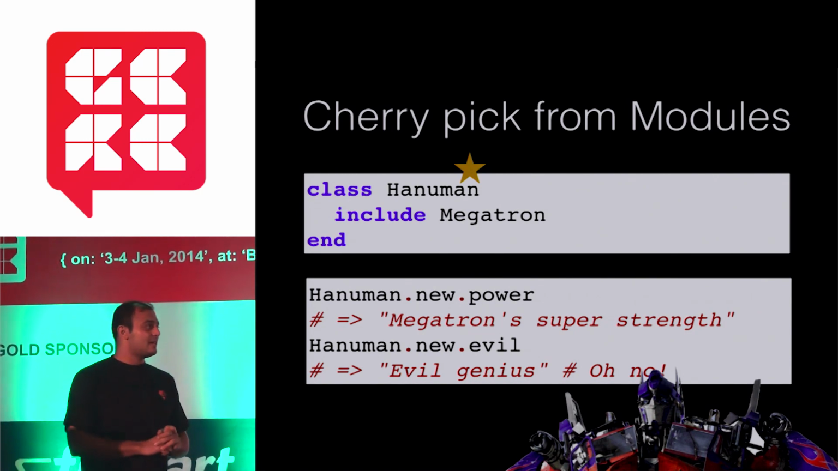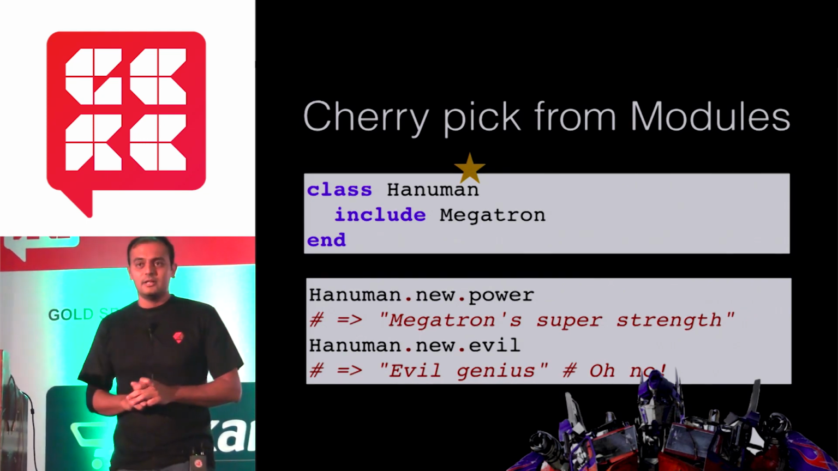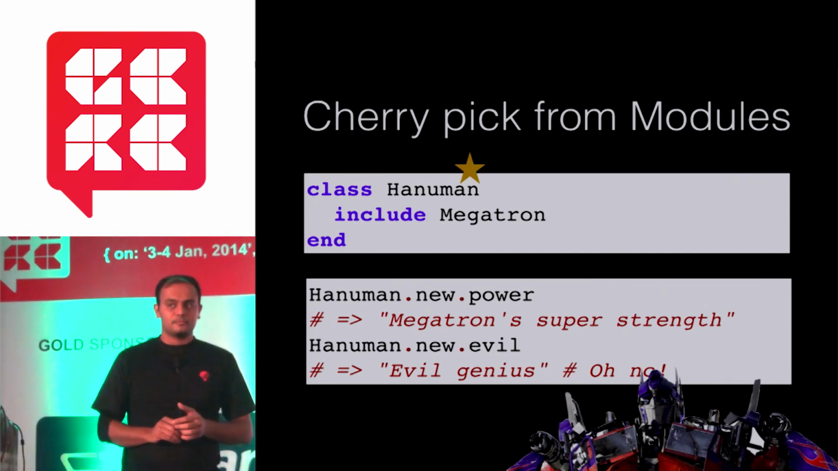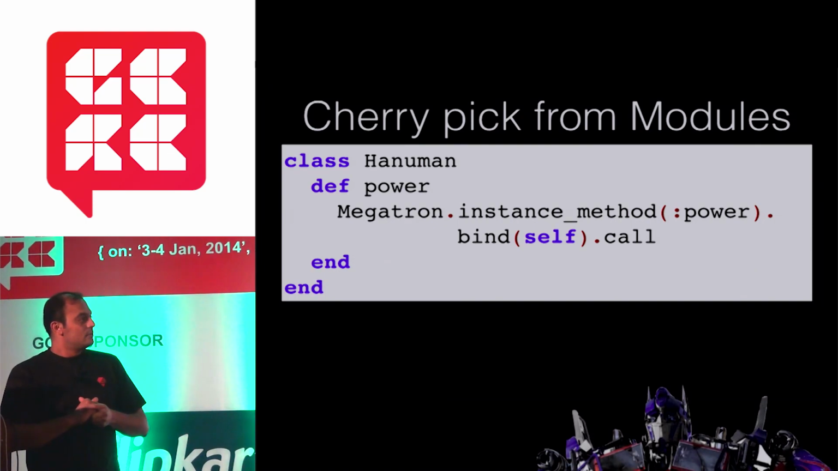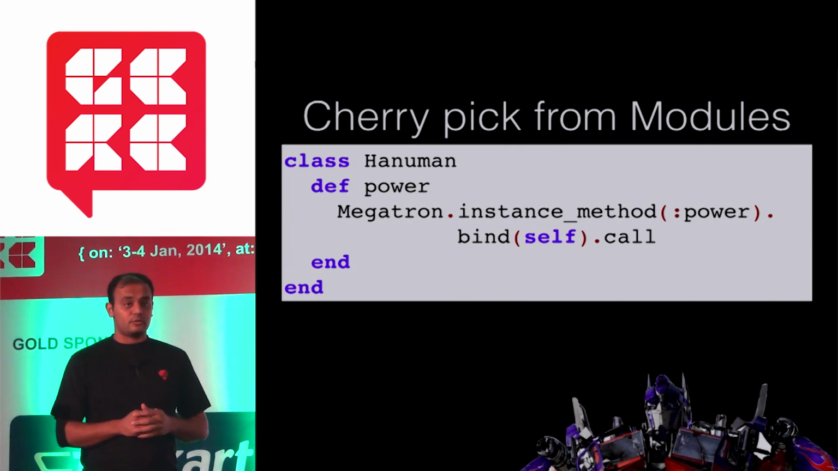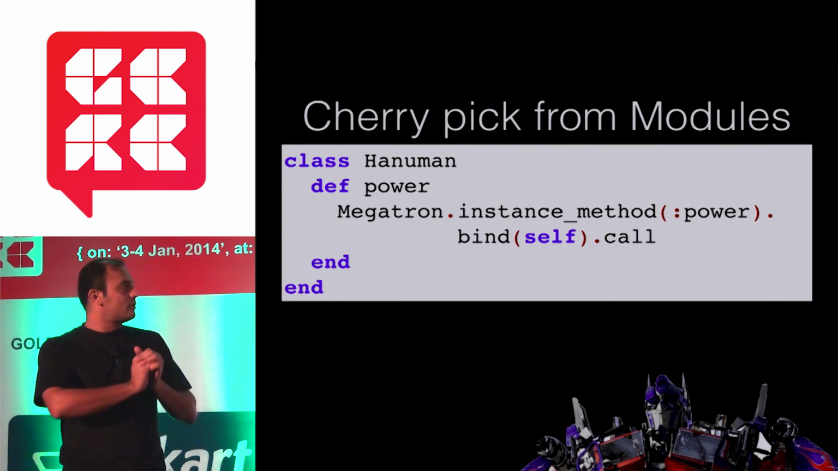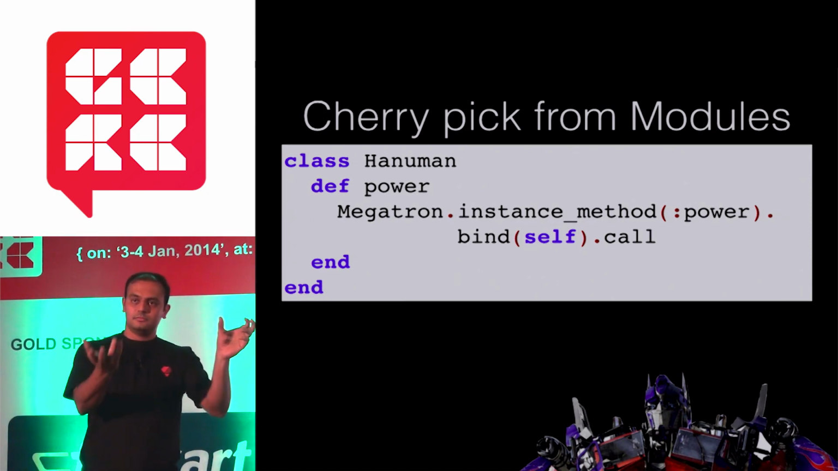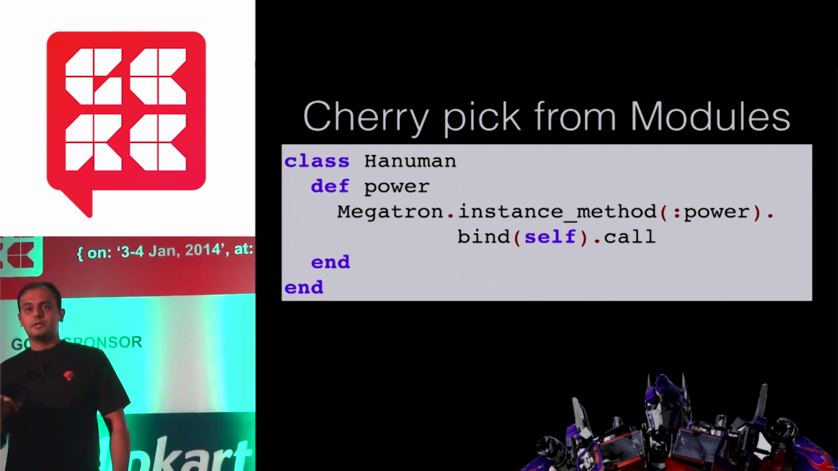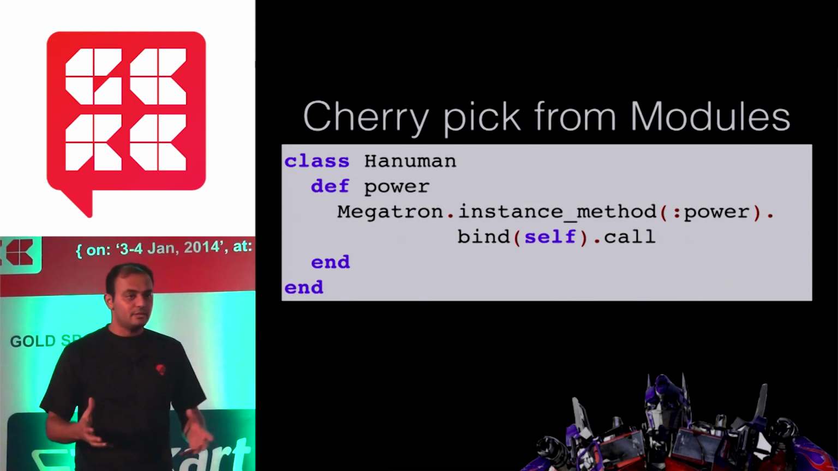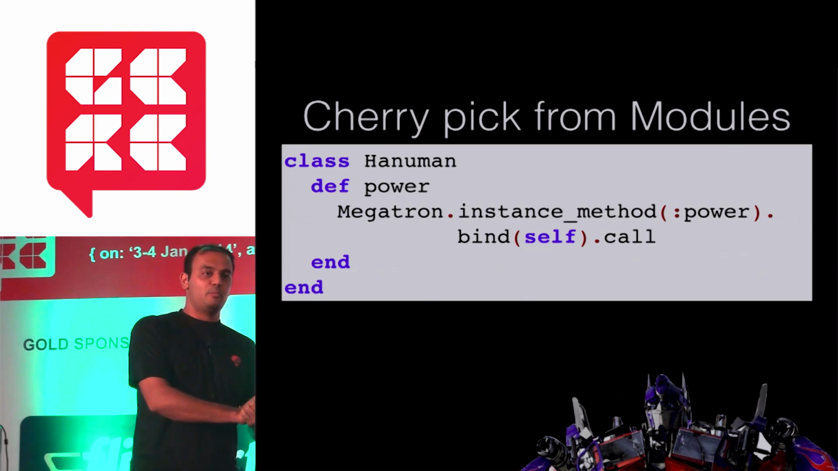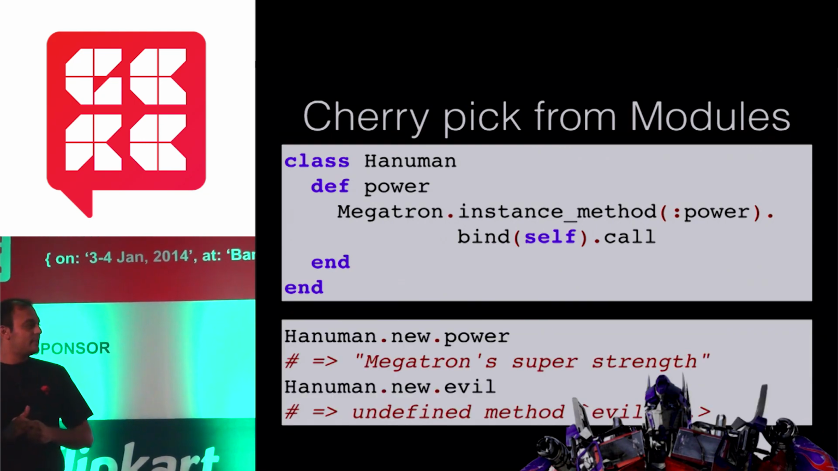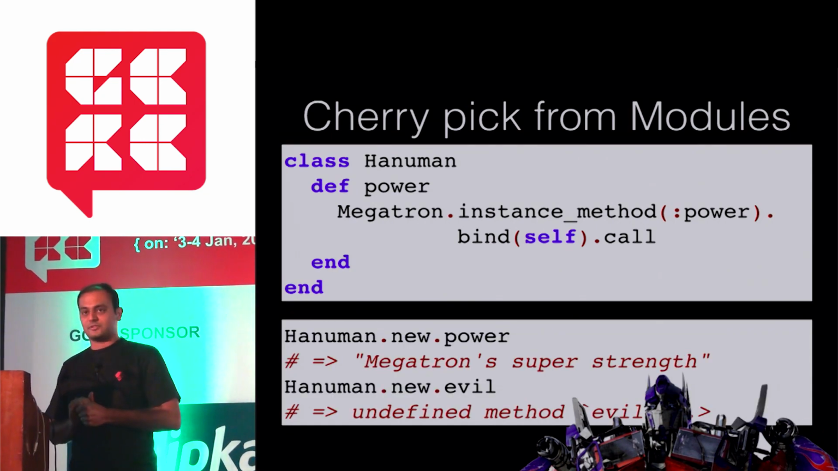So what do? Is there a way I can cherry pick from Megatron, saying I want the power of Megatron, but I don't want to be evil? What do? I require, note, I have not included Megatron. I require the Megatron file, Megatron.rb. I define a method called power. And I go to the module and tell it to give me that instance method called power, which gives me something called an unbound method. And then I bind it to me, that is self, and I call it. And that makes my Hanuman religiously acceptable to society.